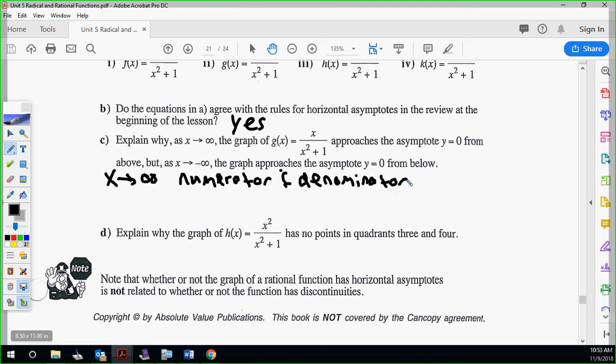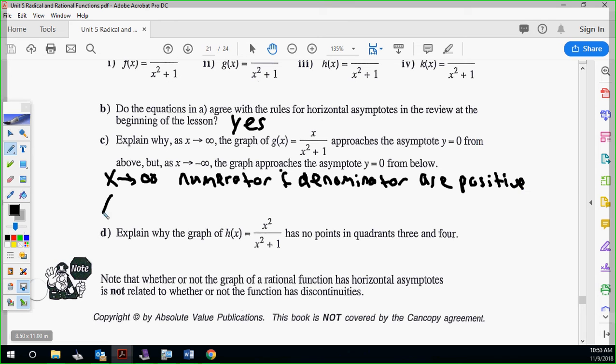So then what they're saying is, as it's going to infinity, that's positive, that's positive. So positive keeps you above. Okay, so that's why it's above.